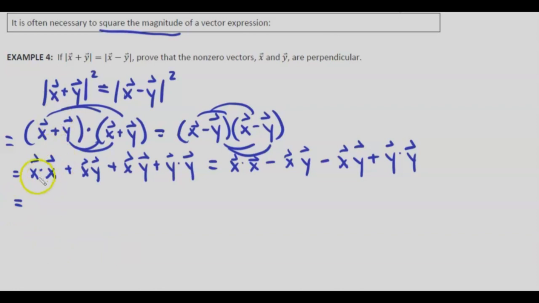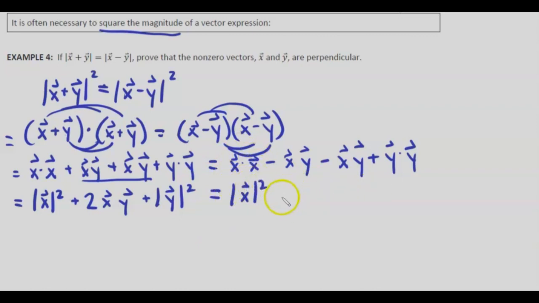So from one of our first theorems, if we have vector x times vector x, we're actually going to have the magnitude of vector x squared. Okay, these two terms in the middle are going to add to plus 2 vector x vector y. And then vector y times vector y is going to be the magnitude of vector y squared. Okay, equals, same thing is going to happen with this vector x, magnitude of vector x squared. These two terms in the middle, we're going to have minus 2 vector x vector y. And then we're going to have the magnitude of vector y squared.